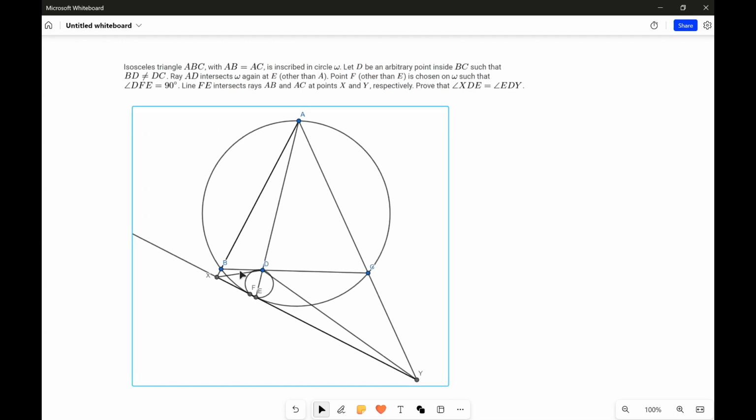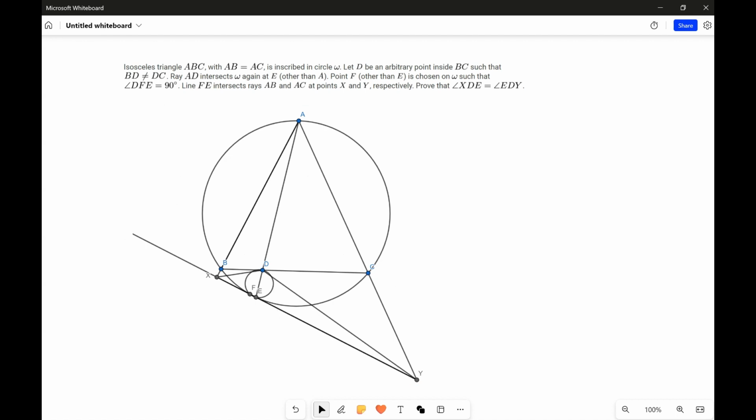It's kind of hard to show what angle XDE is equal to, and much harder to show that it is equal to angle YDE just using normal angle chasing. So we suspect that normal angle chasing might not work here. So let's try using projective geometry.